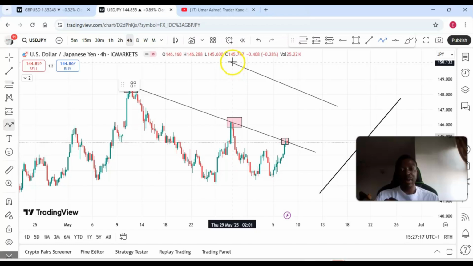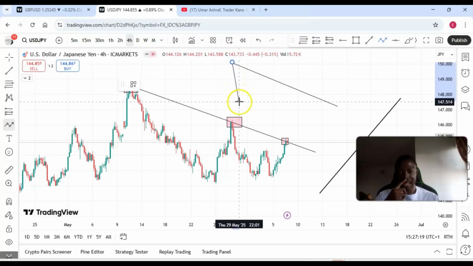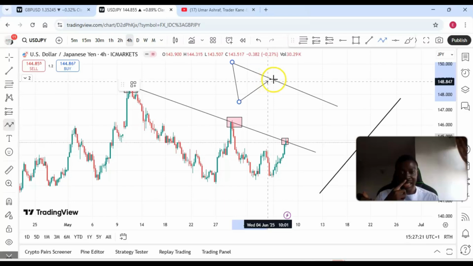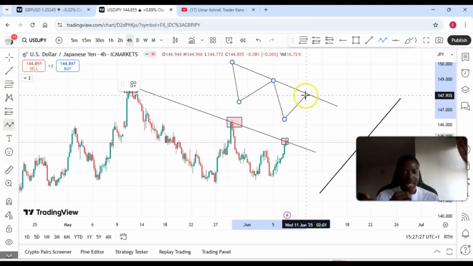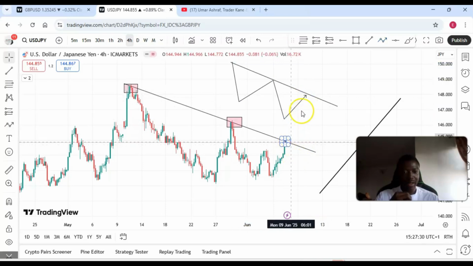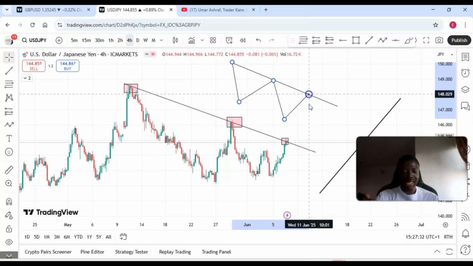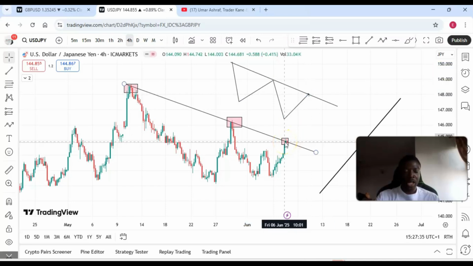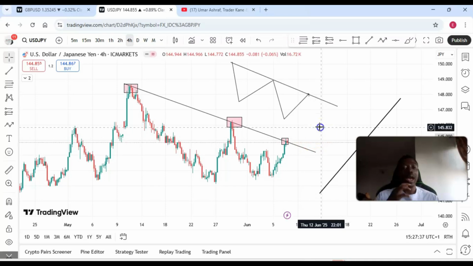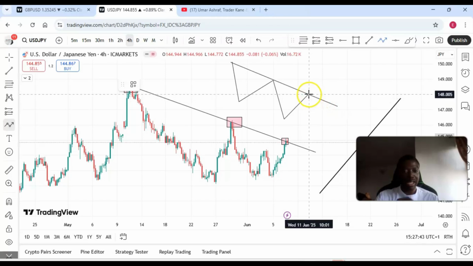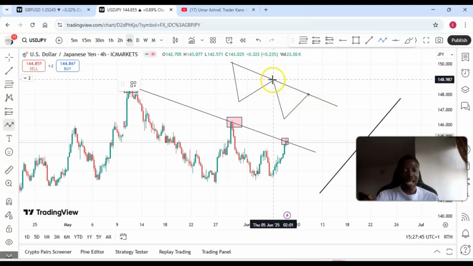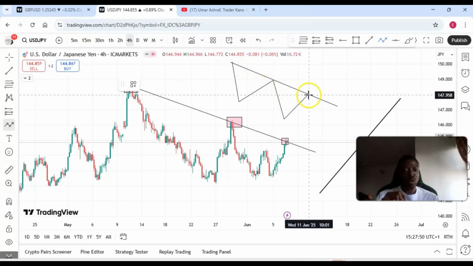Now, for this example, let's consider this as our first touch. Consider this as the second touch. It bounces off, and let's consider this as the third touch, like what we are seeing here. Now, logically, what we are expecting is that the market should bounce off this trend line like it has done in the past, like it has done here the first time and the second time. The market should bounce off this level and sell off.